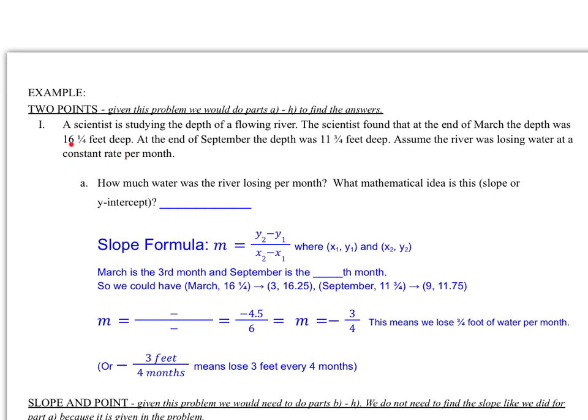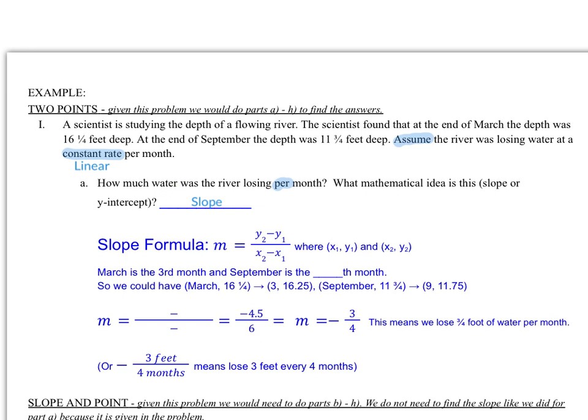Because it says we're assuming a constant rate, that means it would be linear. Since it's linear, we know that we could write an equation. So, first question, how much water is the river losing per month? Which idea is that, slope or y-intercept? That idea is slope. The word per is typically a word that's associated with slope.